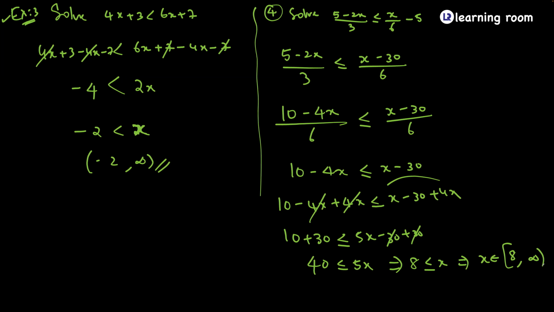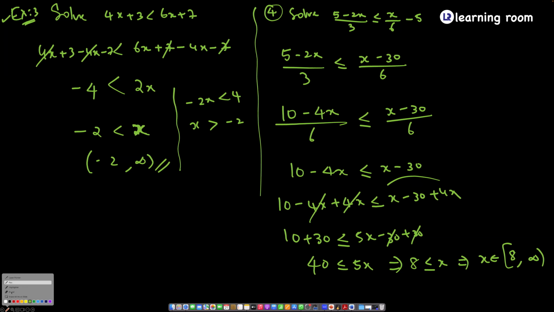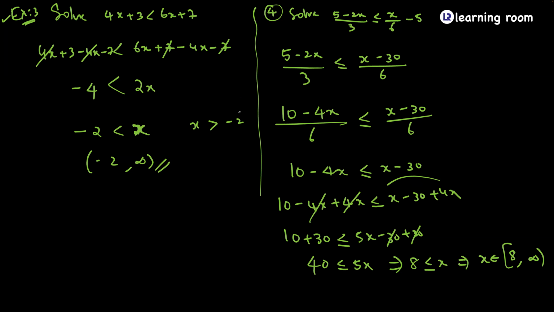What is the answer? X is greater than minus 2, no? You got the step, no? Minus 2x less than 4, no? When you divide by minus 2 on both sides, x is greater than minus 2. That's what we're talking about. Got it? Shall I proceed?